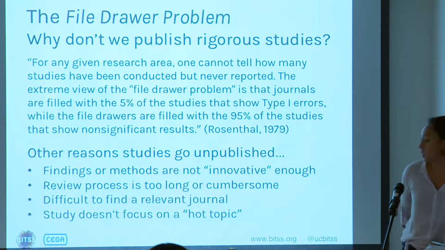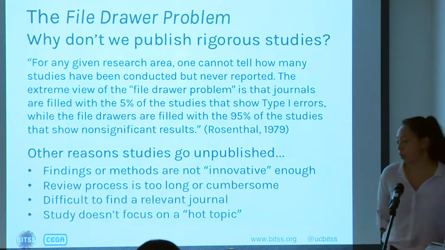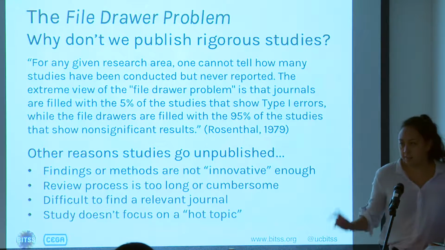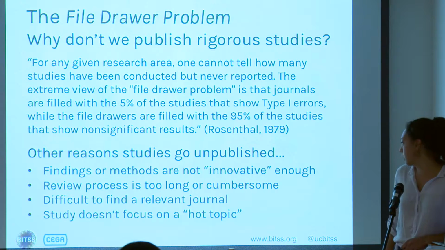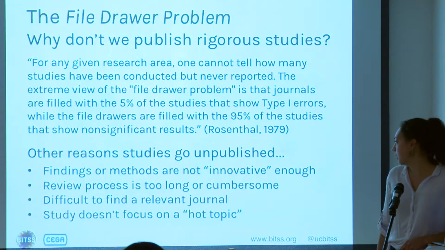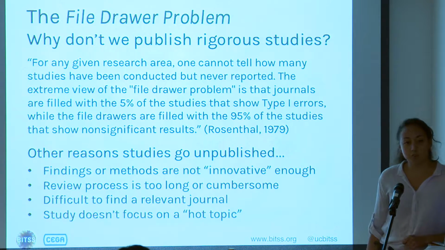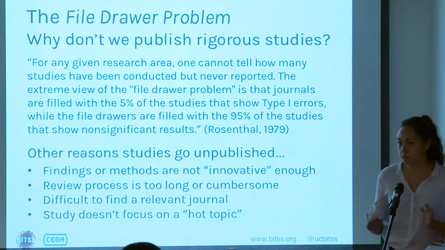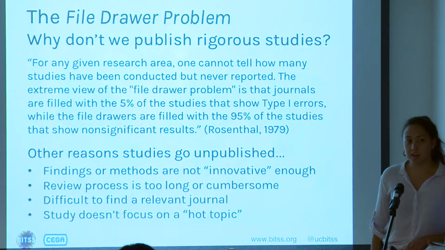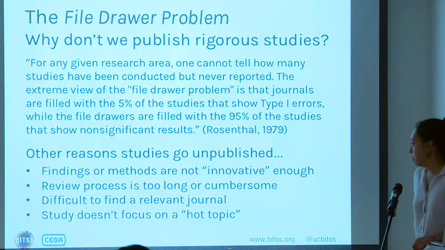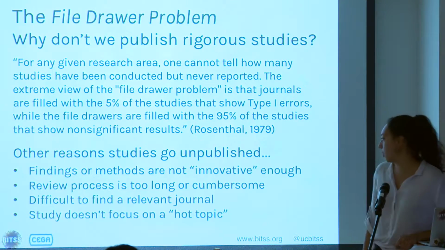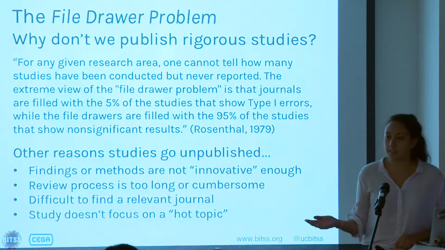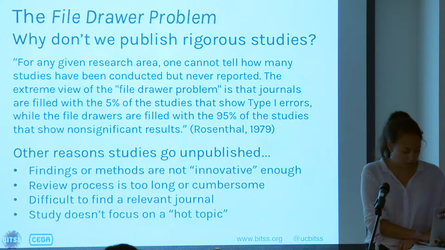So that's publication bias, but there are other reasons that studies go unpublished. Maybe findings or the methods used in the research aren't innovative enough according to the journal. The review process, like I said earlier, can be very long and cumbersome. And it can be difficult to find a relevant journal. In the case of BITS preprints, we focus on meta-research. There aren't many journals right now that focus on that. And sometimes journals want to focus on these hot topics. What is everyone else talking about? And if your study doesn't necessarily fit into that, it can be difficult to get published.